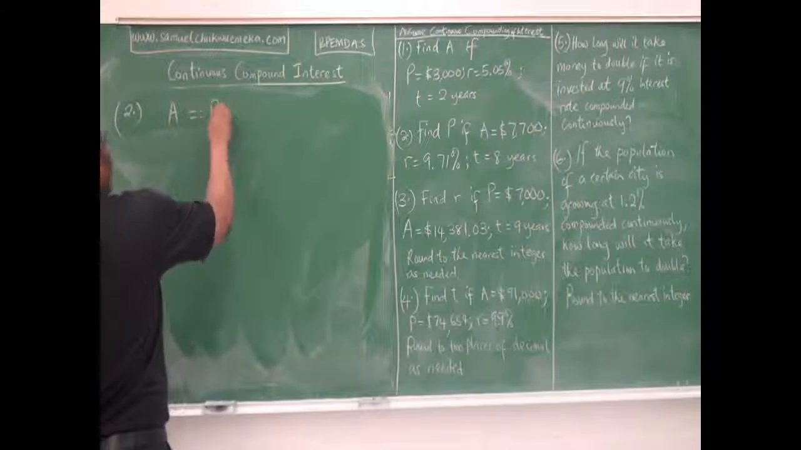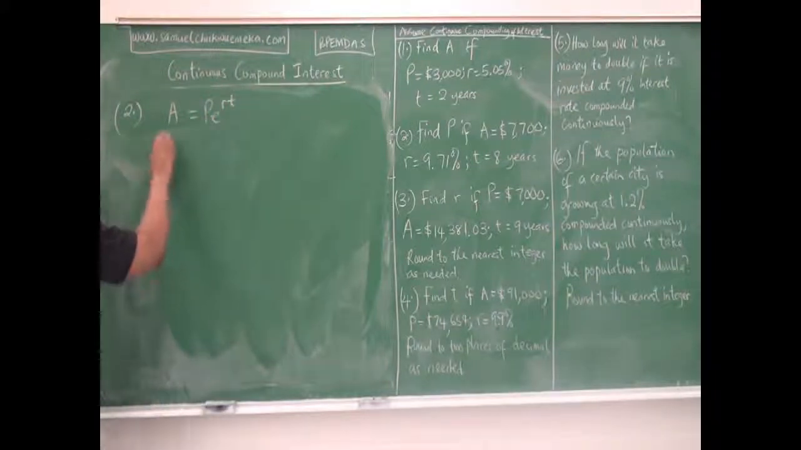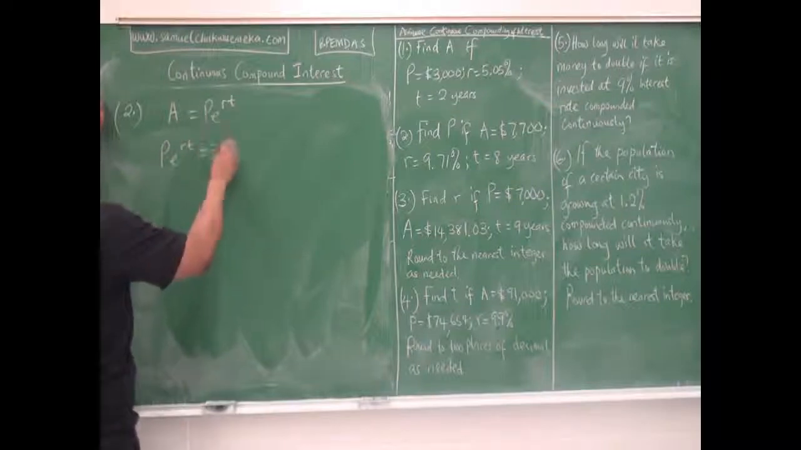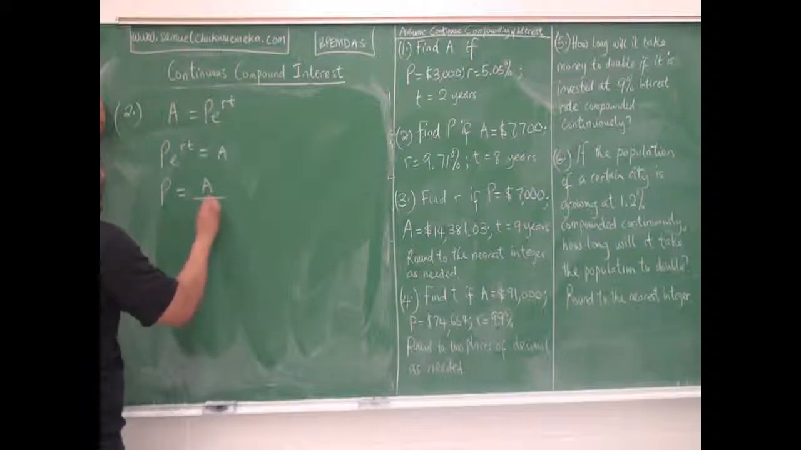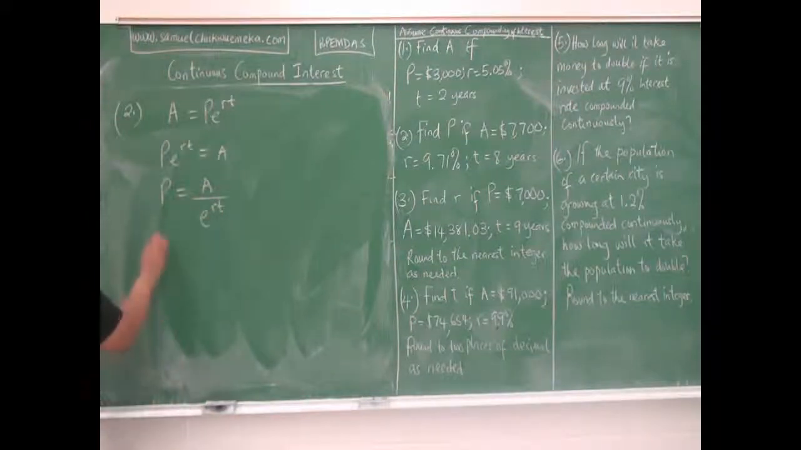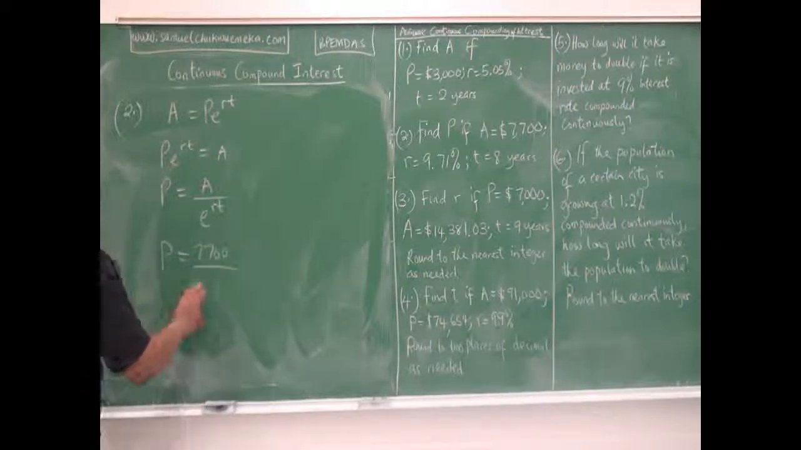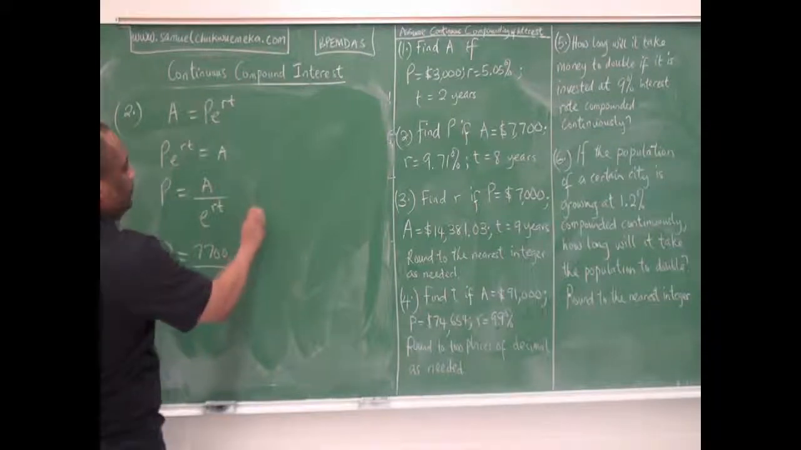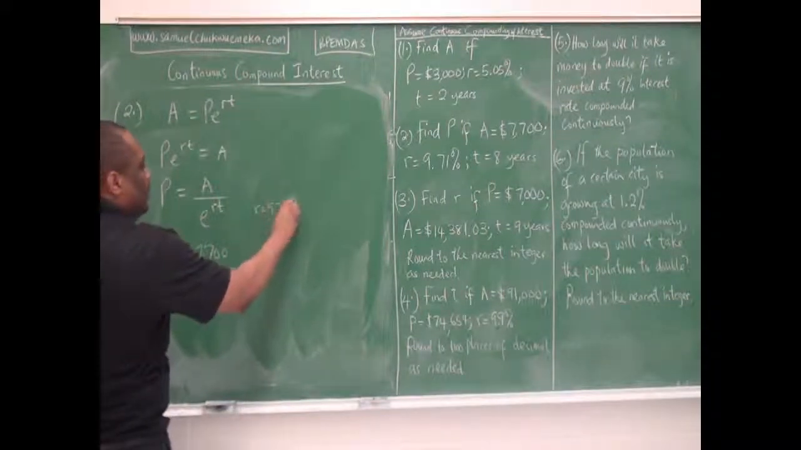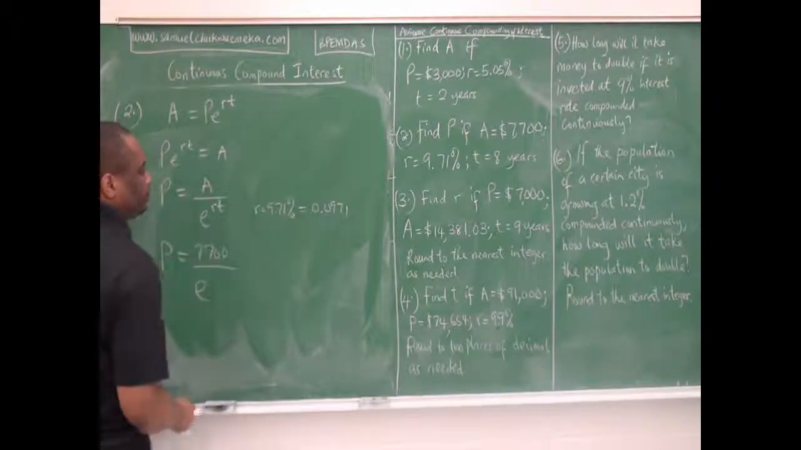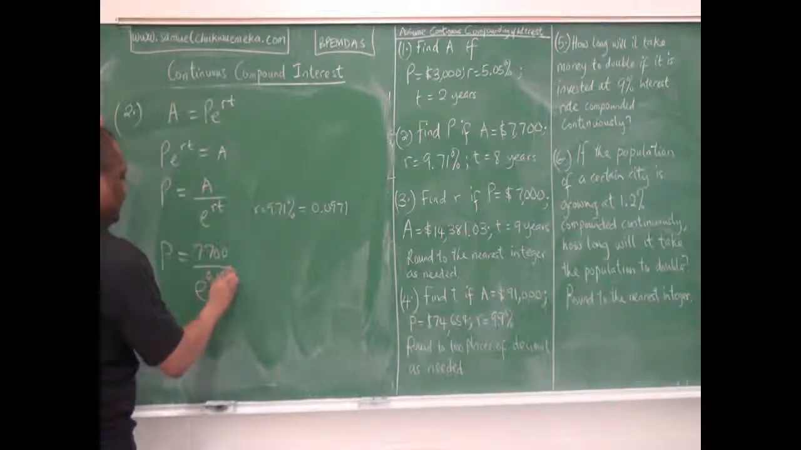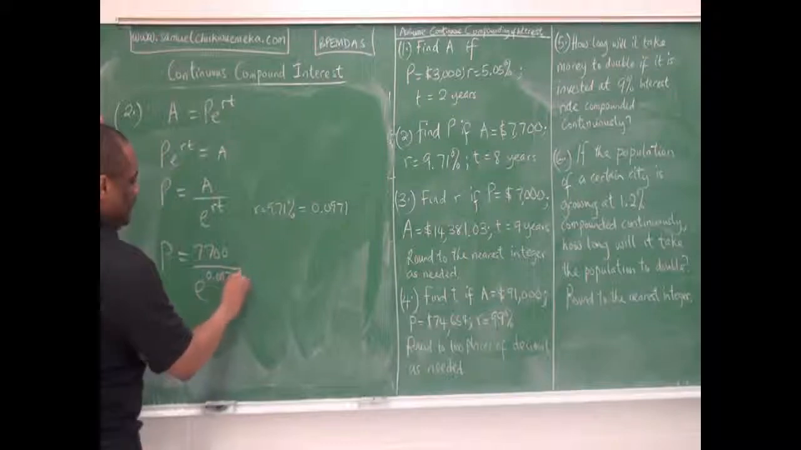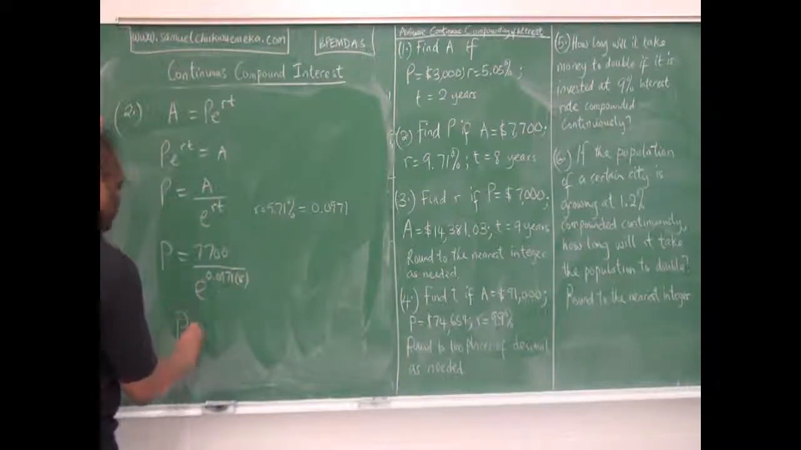A is equal to Pe^(RT). So we rearrange: Pe^(RT) is equal to A. Then we divide both sides by this. So P will be A over e^(RT). Let's now complete this. A will be 7,700 all over e. R is 9.71%, that gives you 0.0971, times T, which is 8 years. So what did we get as our P?